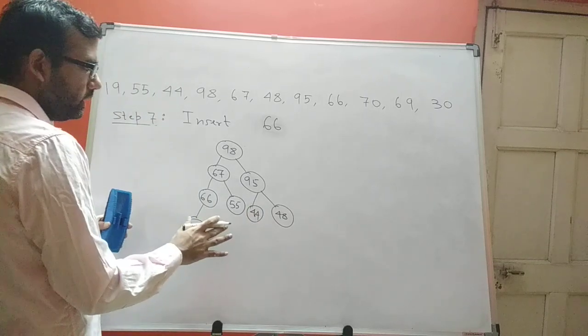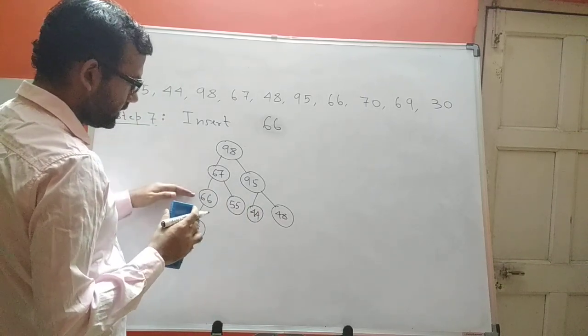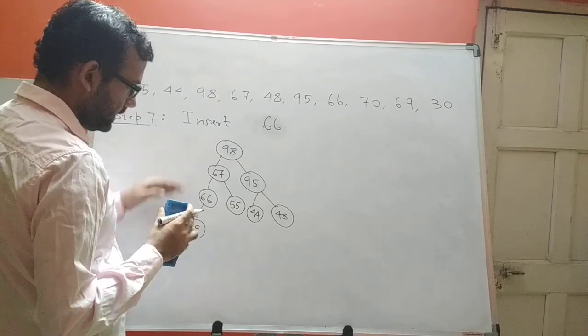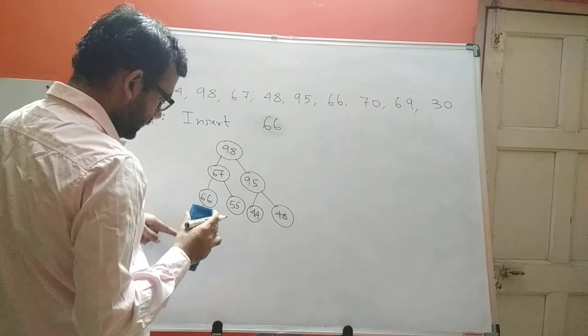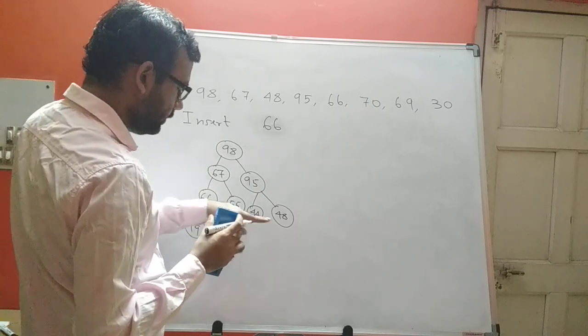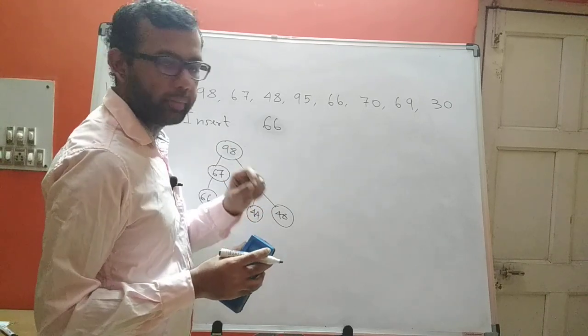Now at this point, the Max-Heap property holds, right? See, 98, all nodes below it are lesser than it. 67, all nodes below it are lesser than it. 95, all nodes below it are lesser than it. 55 is a leaf node. 19 is a leaf node. 44 is a leaf node. 48 is a leaf node. For leaf nodes, the Max-Heap property holds by default.